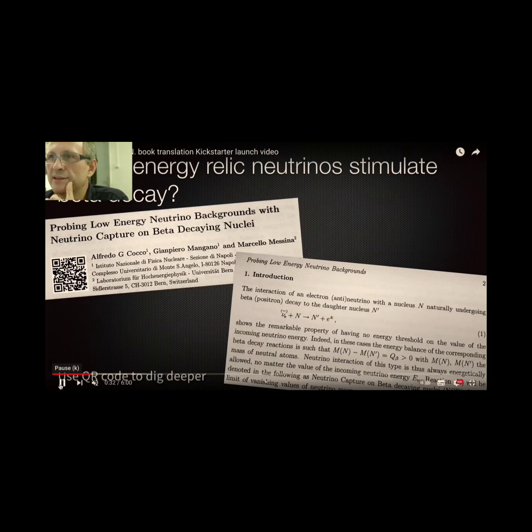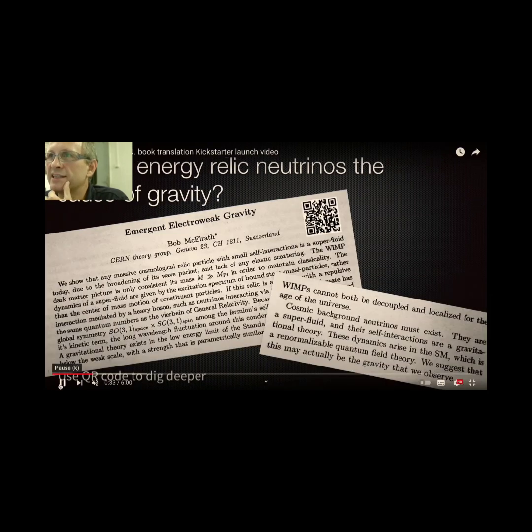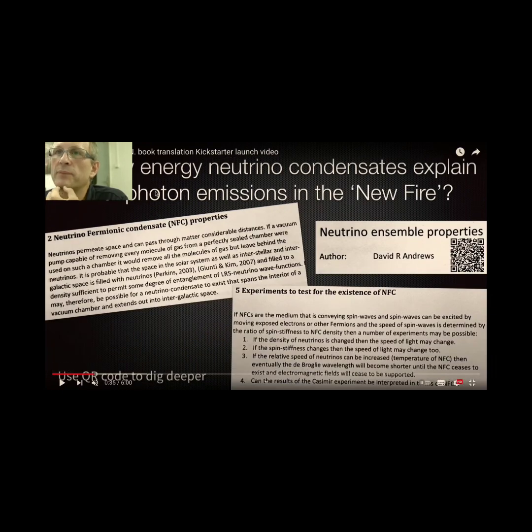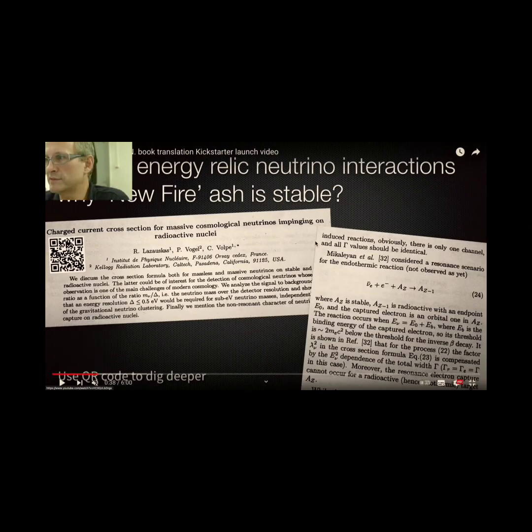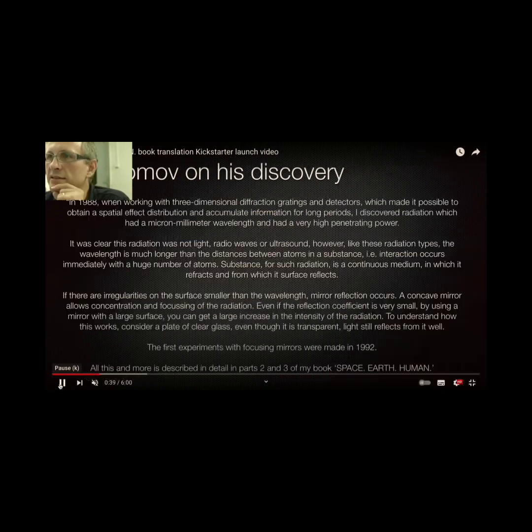Electroweak gravity. Can low-energy neutrino condensates explain the lack of photon emissions in the new fire? And it's talking about things that are a bit weird and about the de Broglie wavelength. So I would suggest you go and have a look at that. And he's saying that it's a thing that spans across the whole cosmos, and it's one coherent condensate. This is available in every point in the universe.